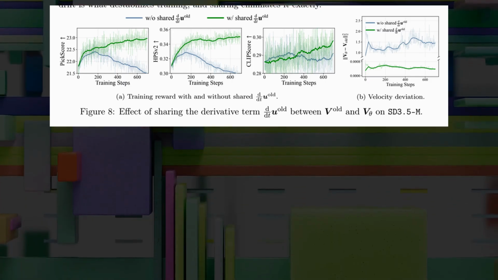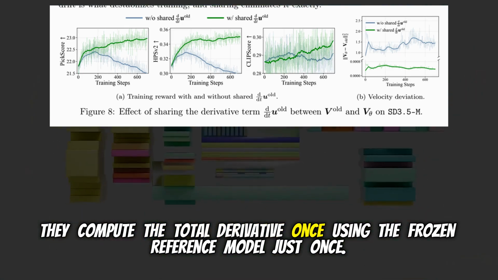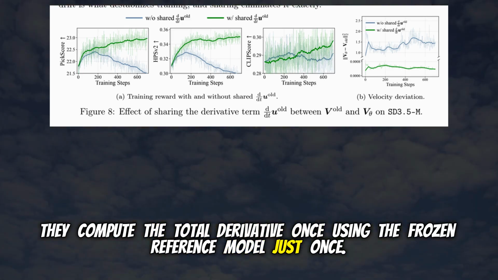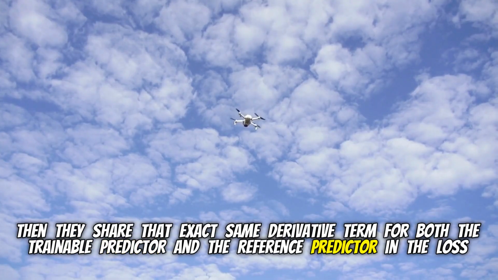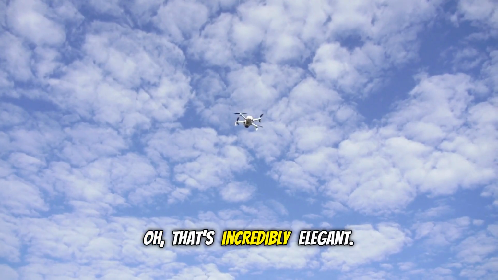You only use one compass. Oh. They compute the total derivative once using the frozen reference model. Just once. Then they share that exact same derivative term for both the trainable predictor and the reference predictor in the loss function. Oh, that's incredibly elegant.